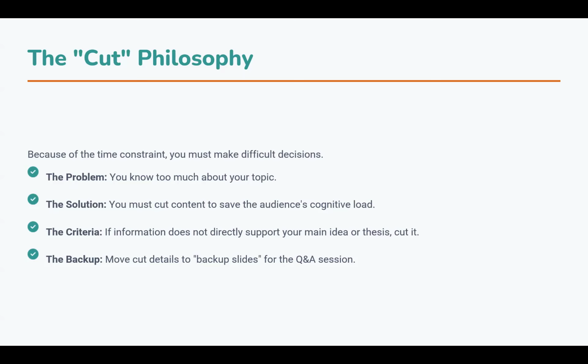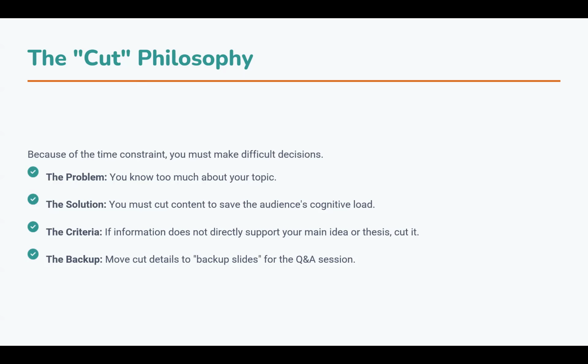You know too much about your topic, it's a problem. Knowing too much about your topic creates your infield mentality, which contradicts perhaps with the outfield audience. Keep that in mind. Second thing is, it has a solution. Don't worry. What is the solution? You're going to cut content to save the audience cognitive load, so that to fit the outer field audience, their cognitive load, you have to cut.